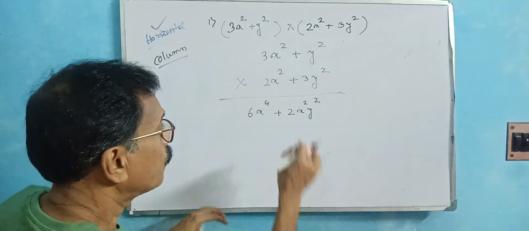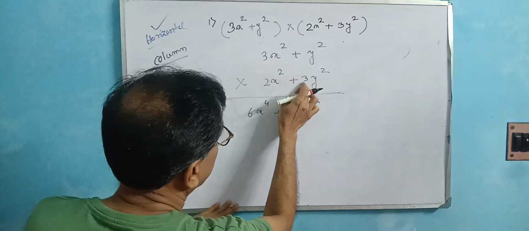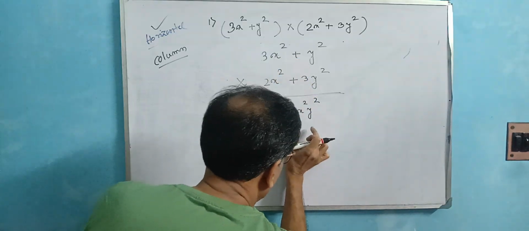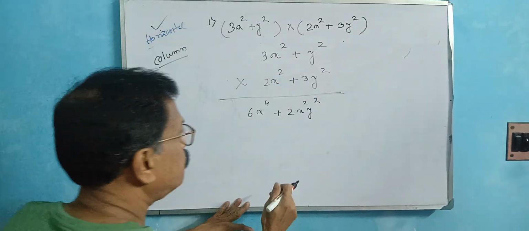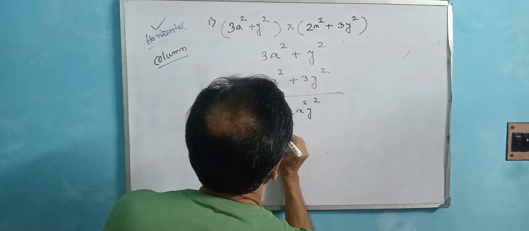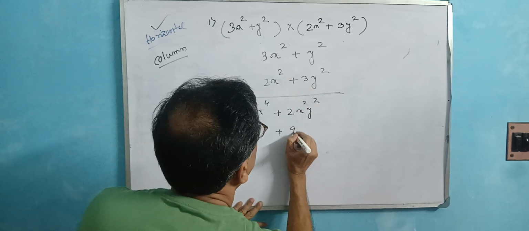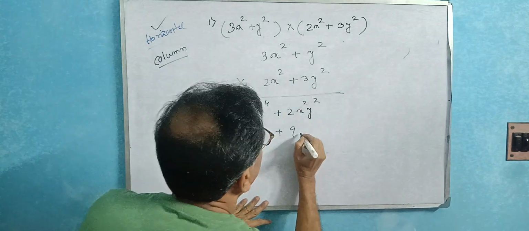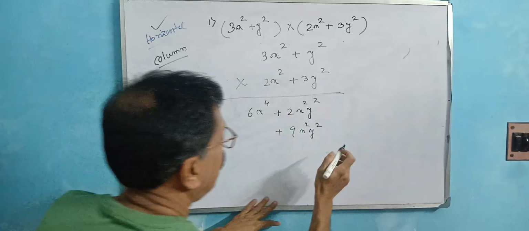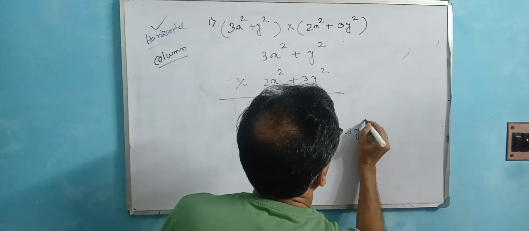Now this into this. First you select the sign: plus. 3 times 3 is 9x square y square. The like term x square y square goes just below it. If other terms, you just write the sign. So 3 and plus sign is plus. 3 threes are 9x square y square. Now plus 3y to the power 4.